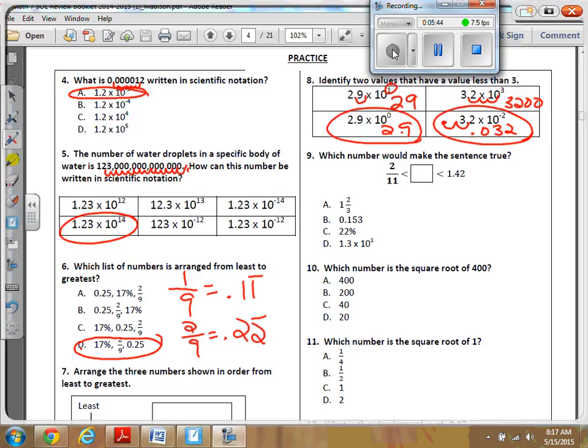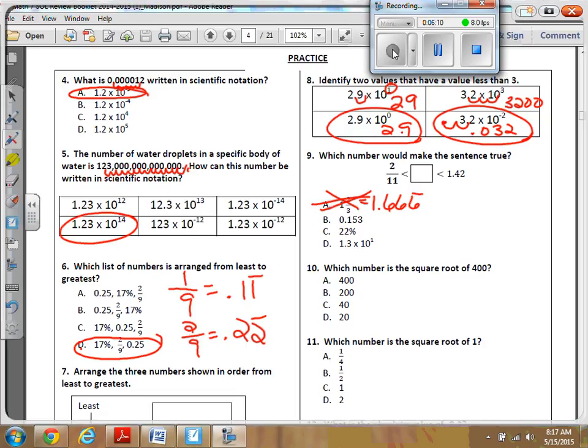0.66666. So this would be 1.666 repeating. Well, isn't 1.6 already bigger than 1.4? So that can't be right. So 0.153, is that less than 1.42? Yes. Do we know if it's bigger than 2/11? 1.53 is bigger than 2/11.